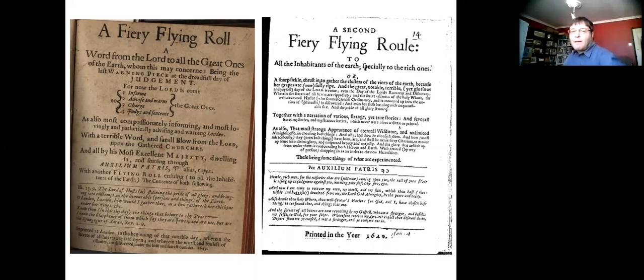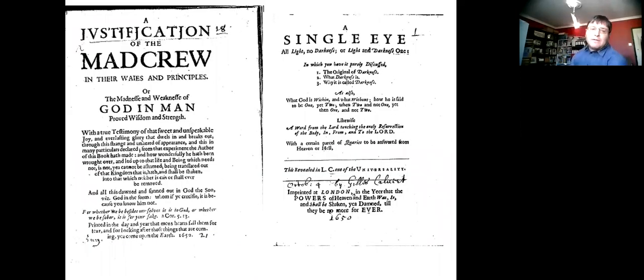Further examples of Ranter writing, a justification of the Mad Crew, which is another name for them, the Mad Crew on the left, or A Single Eye, All Light, No Darkness by Lawrence Clarkson, in the vein of Winstanley, which argues there's no such thing as sin and no consequences for sinful behavior because we've all been saved.